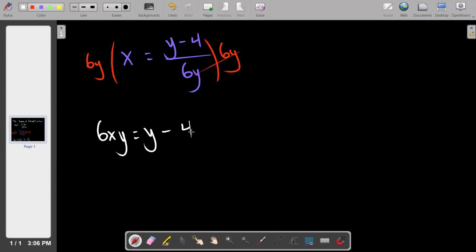Get the y's on the same side. So I'm going to pull the y to the left. I think that feels to me to be the cleanest. So I'm going to have 6xy minus y equals negative 4.